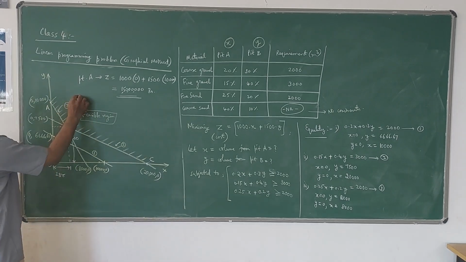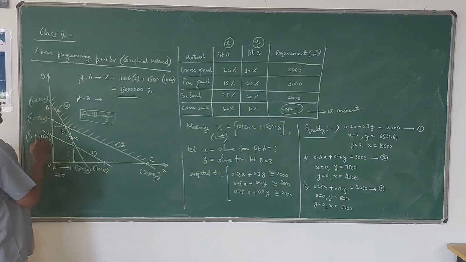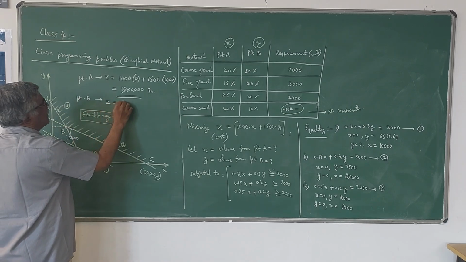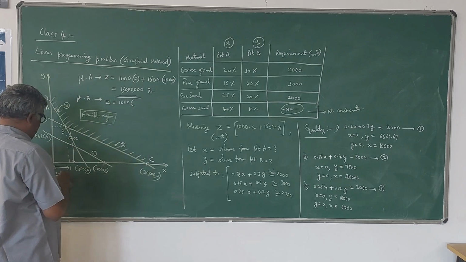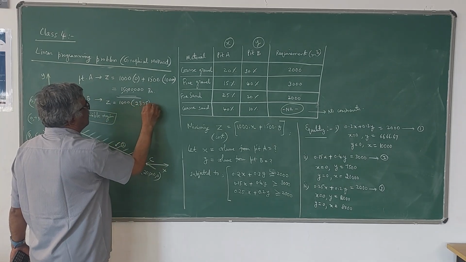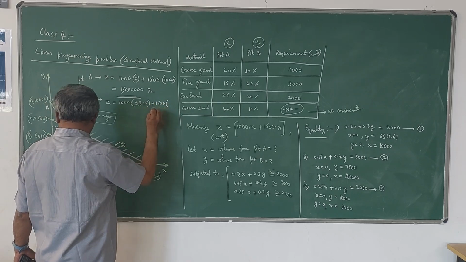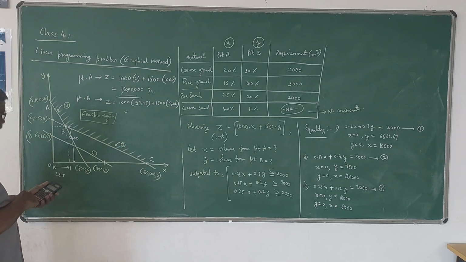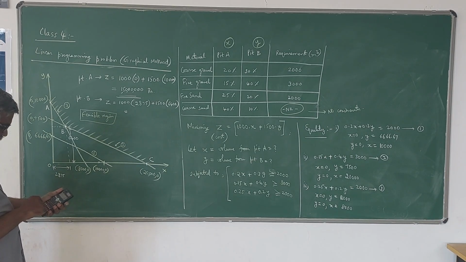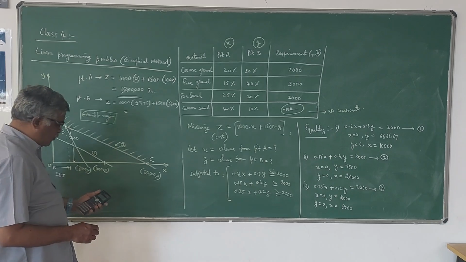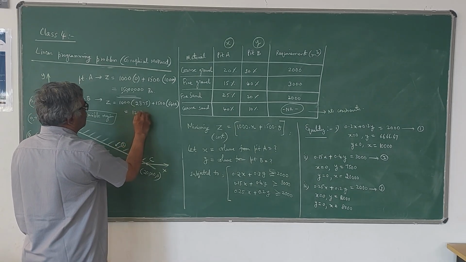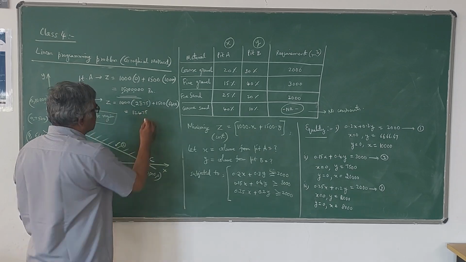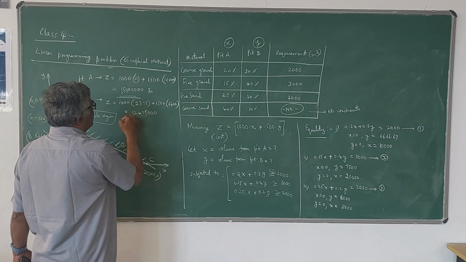Then at point B, z is equal to 1000 into the x value, here 2875, plus 1500 into the y value, 6400. So it comes to 12475000 rupees.